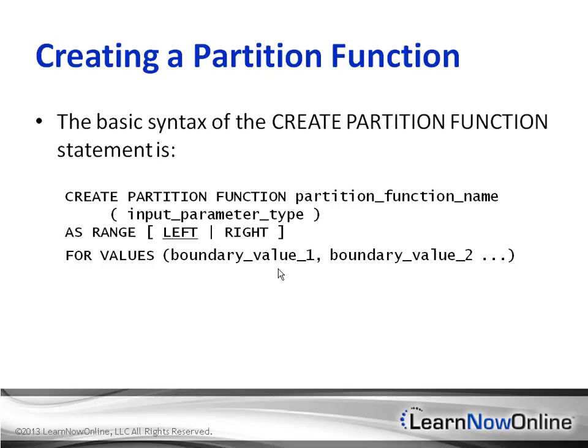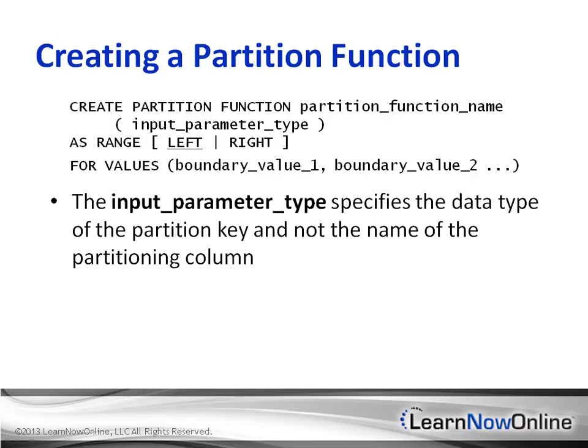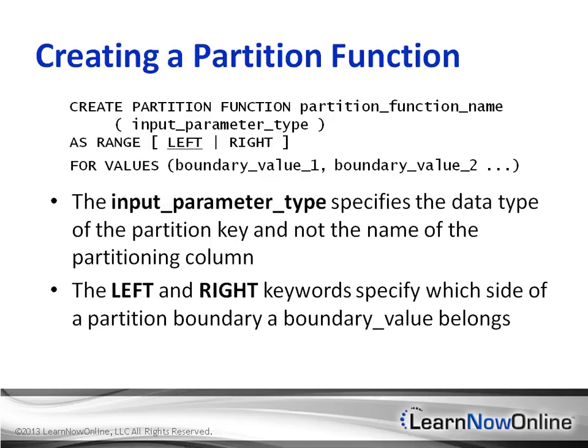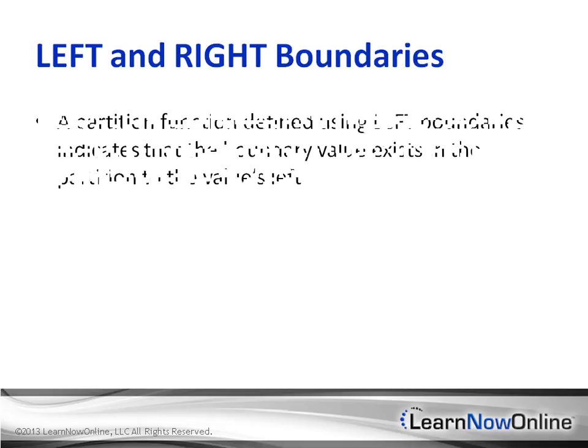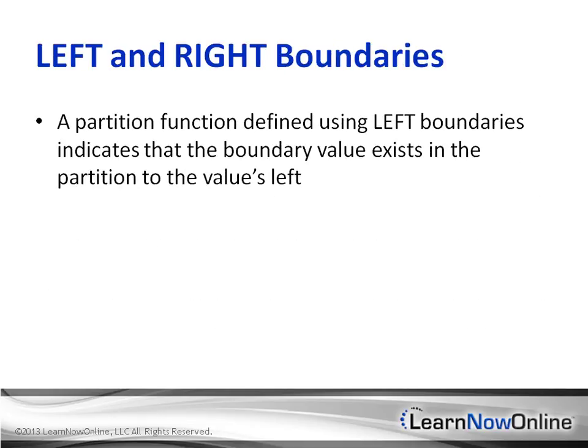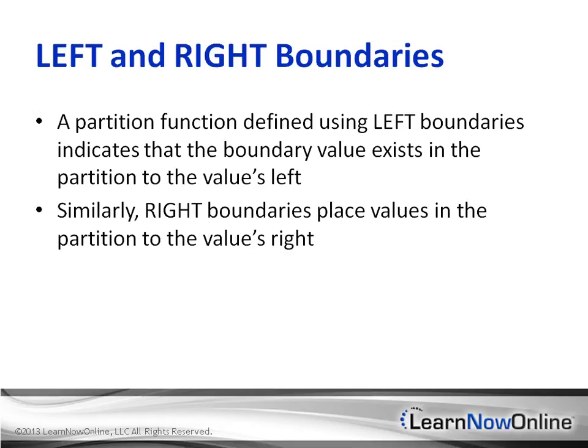So let's take a look at this in greater detail. The input parameter type specifies the data type of the partition key. It's not the name of the partitioning column. Left and right keywords specify which side of a partition boundary the boundary value belongs. Left is the default, and it's used if you don't explicitly state it. A partition function defined as using left boundaries indicates that the boundary value will exist in the partition to the values left. Obviously, right boundaries place values in the partition to the values right.